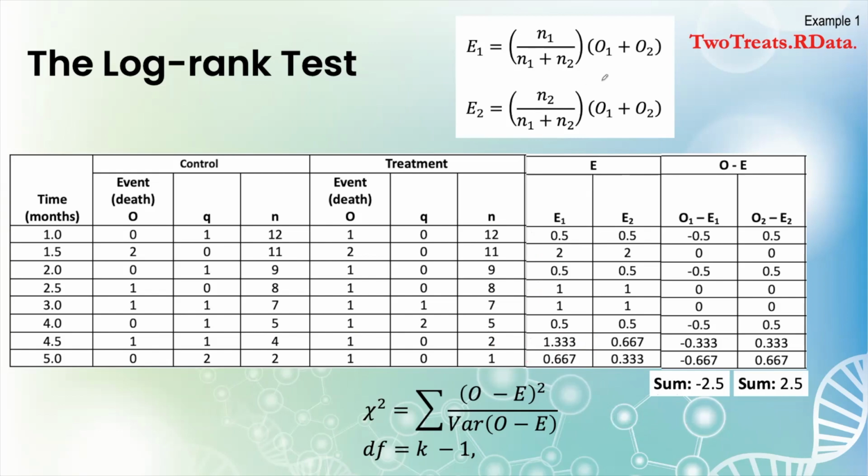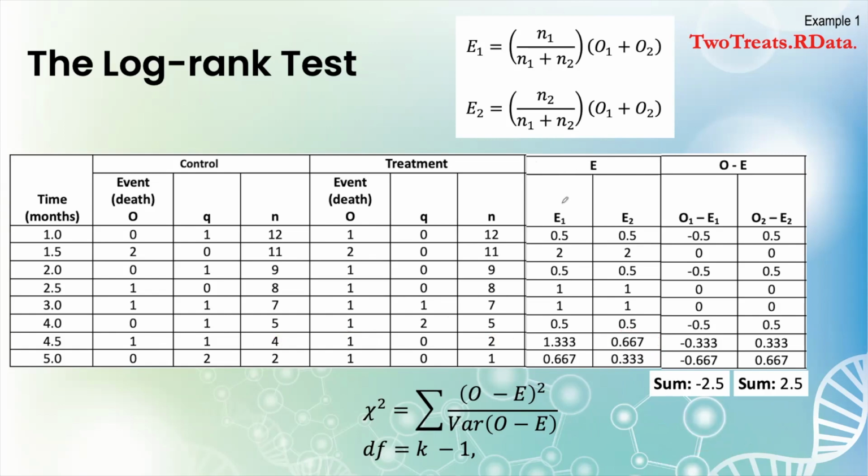Now for the E sub 2, all you have to do is replace n sub 1 with n sub 2. These are the same as the ones in the formula above. So for example, how was this 0.67 calculated? So that's n sub 2 over n sub 1 plus n sub 2, times O sub 1 plus O sub 2. So that is 2 over 4 plus 2, times O sub 1, which is 1, plus O sub 2, which is 1. So that's 2 divided by 6 times 2. That is 4 over 6 or 0.67.